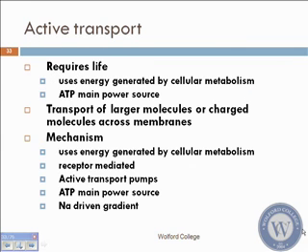Now when you go into active transport, this really requires life, and it requires energy. So you're looking at ATP as your main power source. You're transporting large molecules or charged molecules across the membrane, so there is a lot of workload to do this. The mechanism uses the energy generated by cellular metabolism, usually oxidative phosphorylation under most conditions, so you're using mitochondria. Sometimes the cell can use non-oxidative mechanisms, which we call fermentation, or anaerobic mechanisms, which our cells don't do well with. So we usually don't survive very long in that kind of situation.